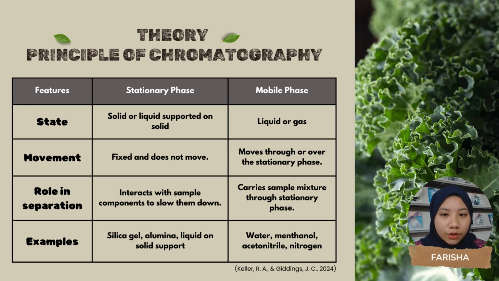There are two types of mobile phase. First, the liquid mobile phase, used in liquid chromatography such as HPLC and TLC. The other one is the gas mobile phase, used in gas chromatography, such as helium or nitrogen. The mobile phase is chosen based on its ability to dissolve the sample and interact with the stationary phase. Factors such as polarity, viscosity, and boiling point are considered to optimize the separation process.